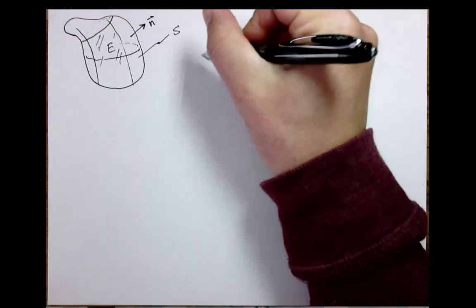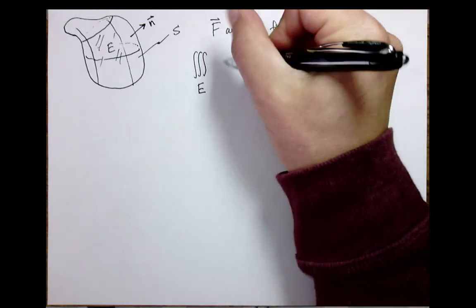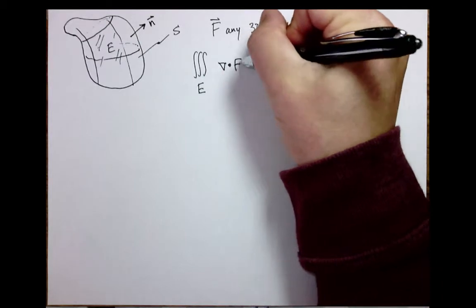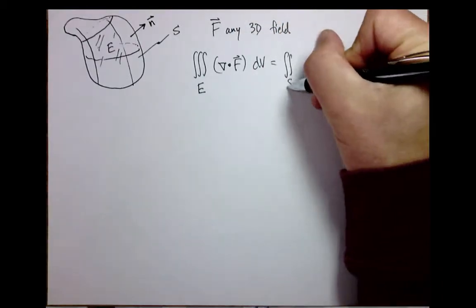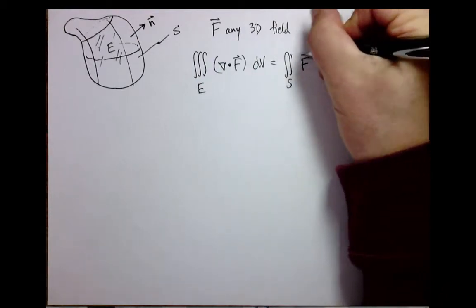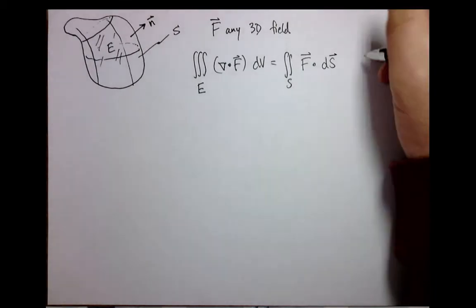So then what we have is the triple integral over E of the divergence of F dV is the double integral over the surface of F dot dS. And this is called the divergence theorem.